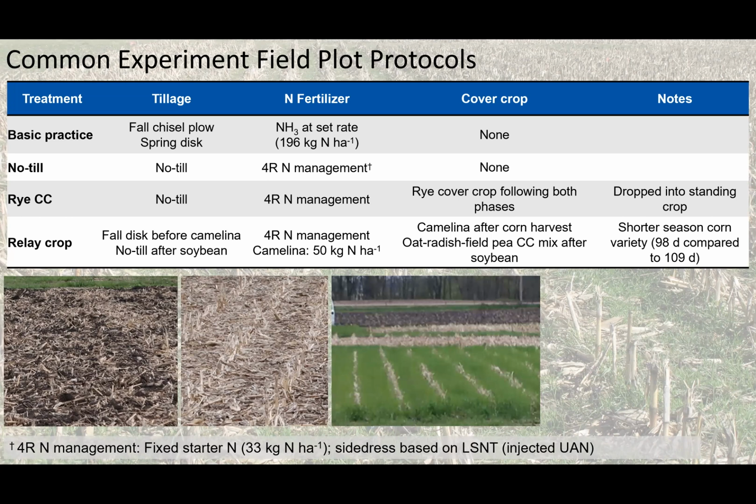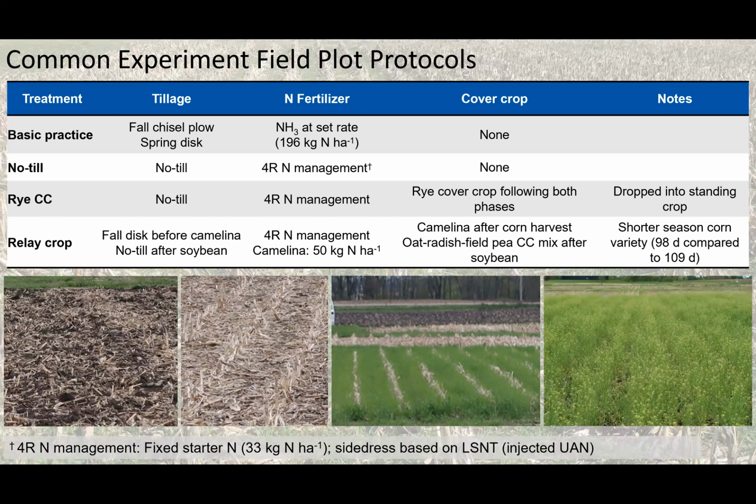We also have a no-till system where we use a rye cover crop. That's shown in the photo here. And again, that's 4R nitrogen management. And the cover crop is dropped into the standing crop, so it's planted while the crop is still out there. And it follows both the corn and the soybean phases.